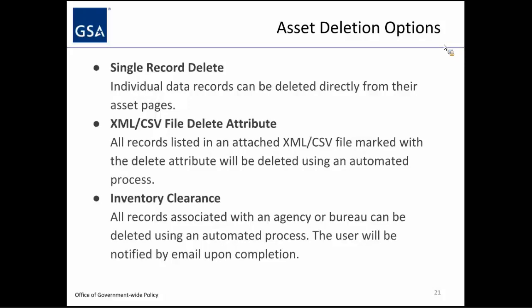And then lastly, you can do an inventory clearance. So this is an automated process where all asset records in the current fiscal year inventory for your agency or bureau can be removed. So once that's complete, the admin would receive an email. This is a kind of clearing house, so you just need to decide whether you want to go through that single record, XML, or the inventory clearance process. Again, for those of you who have been with us from last year, this is the same exact process. The only update is being able to use that CSV.